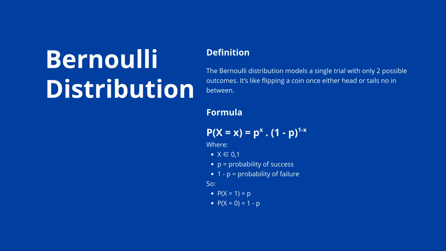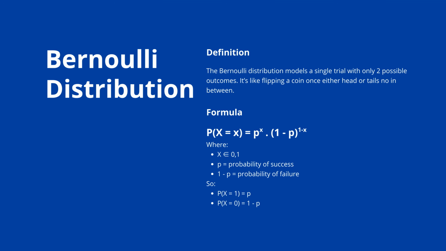Now let's see the Bernoulli distribution. What's the probability of winning or losing a game, flipping heads or tails, passing or failing? That's what the Bernoulli distribution is all about, the distribution for outcomes with just two possibilities. The Bernoulli distribution models a single trial with only two possible outcomes. It's flipping a coin once, either heads or tails, no in between. So this is a simple formula to calculate the Bernoulli distribution.